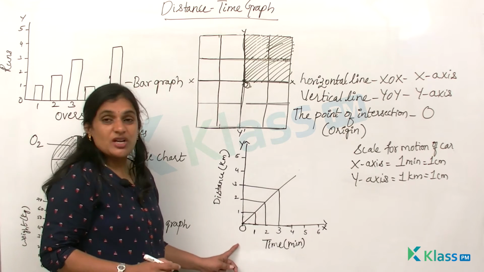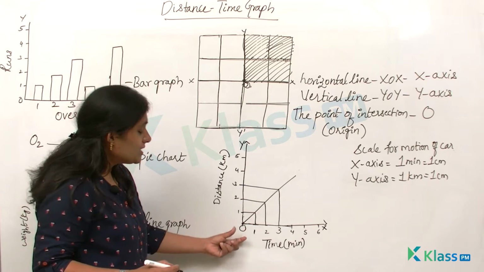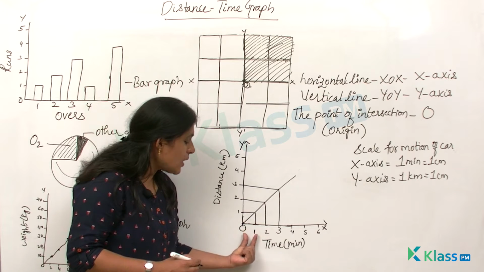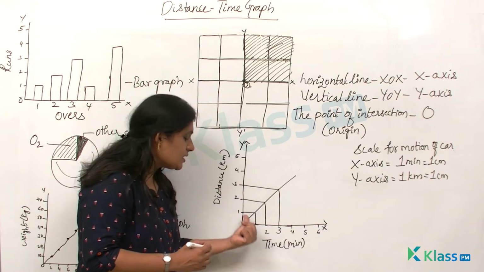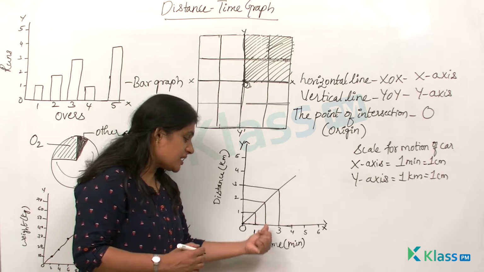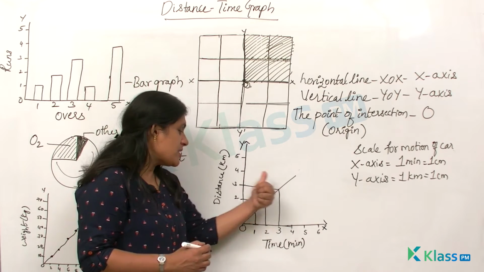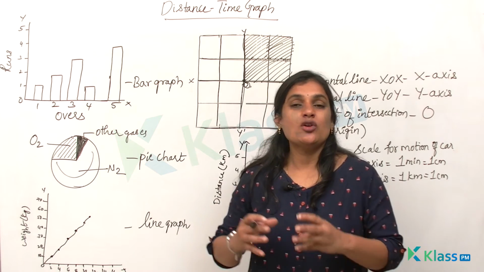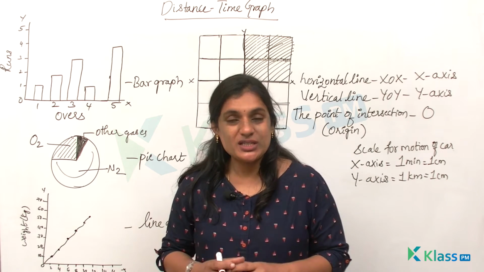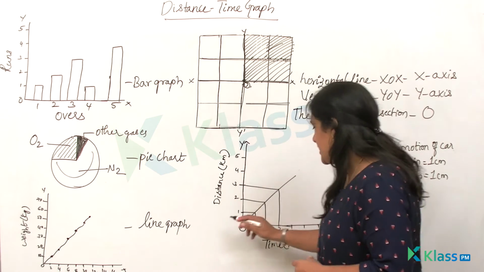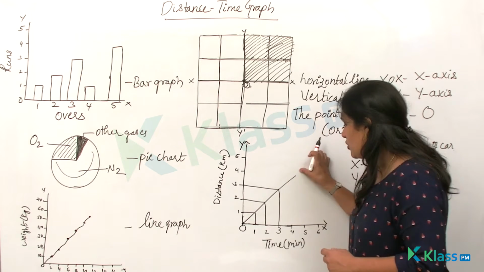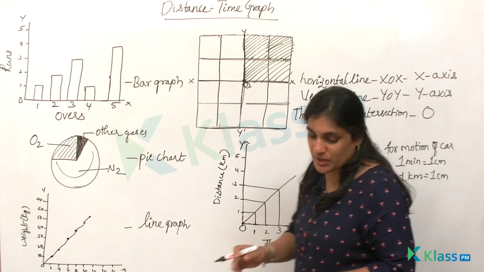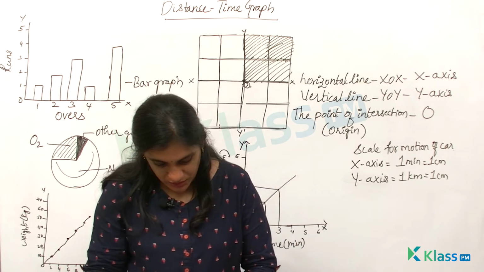So from this graph, what do we understand? We see that the distance traveled by the car in the given time is equal. It has covered a distance of 1 kilometer in 1 minute, and another kilometer in the next minute, and the next kilometer after that. That means it is maintaining a constant speed. So this straight line indicates that the car or the object which is moving in a straight line is moving with a constant speed.